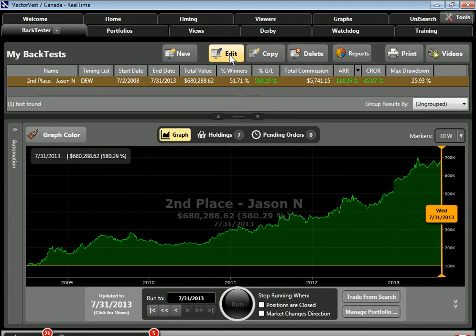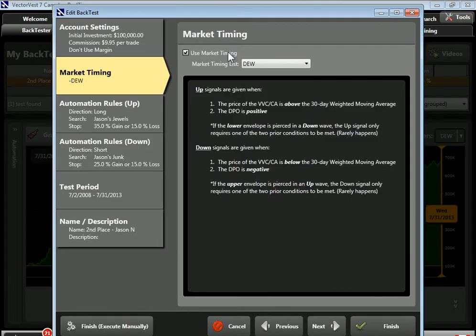If I come up to edit, we'll take a look at some of the settings of that test. Again, he used the DEW market timing signal. Now, everybody has the ability to perform a back test, but this section here, the market timing section, is only available if you have the Auto Tester add-on module. In the Views Tonight, there is a link that will allow you to take out a 2-week free trial to the Auto Tester and purchase the Auto Tester after that 2-week trial at a discounted price. So again, the Auto Tester is an add-on module to the VectorVest 7 program.